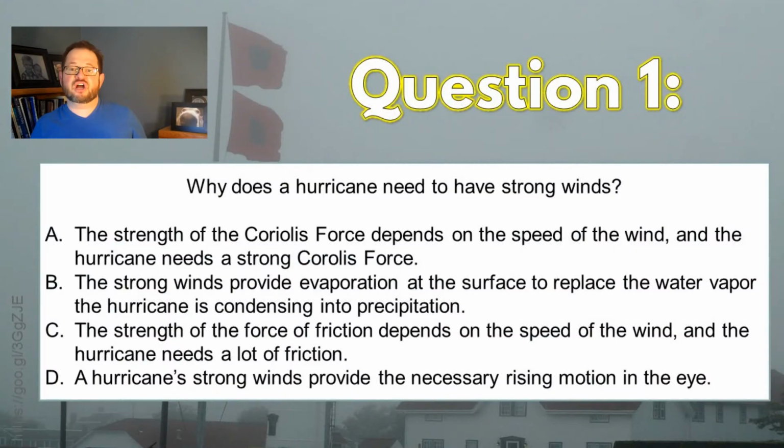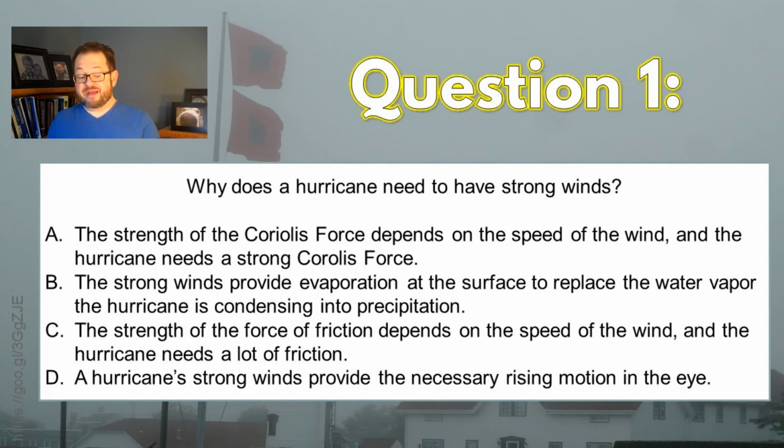Now, before we move forward and talk more about why hurricanes happen and what you need to get a hurricane, let's answer 3 quick questions. Question 1. Why does the hurricane have strong winds? Why does it need to have strong winds? A, the strength of the Coriolis force depends on the speed of the wind, and the hurricane needs a strong Coriolis force.